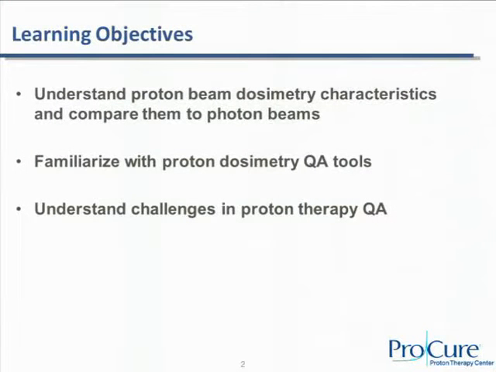So what are the learning objectives of this course? First, understand the proton beam dosimetry characteristics and compare them to photon beams. I'll talk a little bit about the physics. It's imperative that we understand those beam characteristics at depth before we go into QA devices and how we do QA, because you want to do QA to actually monitor or assess those beam characteristics over time. We can also familiarize ourselves with proton dosimetry tools, whatever is available at the moment, and understand some of the challenges in proton therapy QA and the operational challenges that come from working in a proton therapy center.